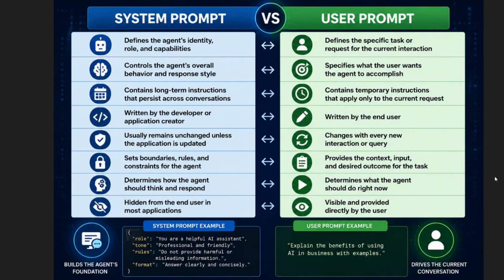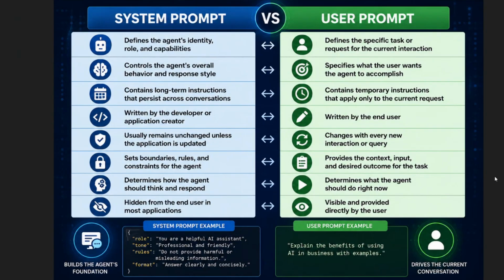To understand this, let's look at this comparison. When working with agents, there are two different kinds of prompt. The first one is the system prompt and the second one is the user prompt. Although both are instructions given to the AI, they serve completely different purposes. Let's start with the system prompt. The system prompt defines the identity of your agent. It tells the AI, who are you? What is your role? How should you behave? How should you communicate? What rules should you follow? Since these instructions define the behavior of an agent, they are usually written by the developer and remain unchanged.